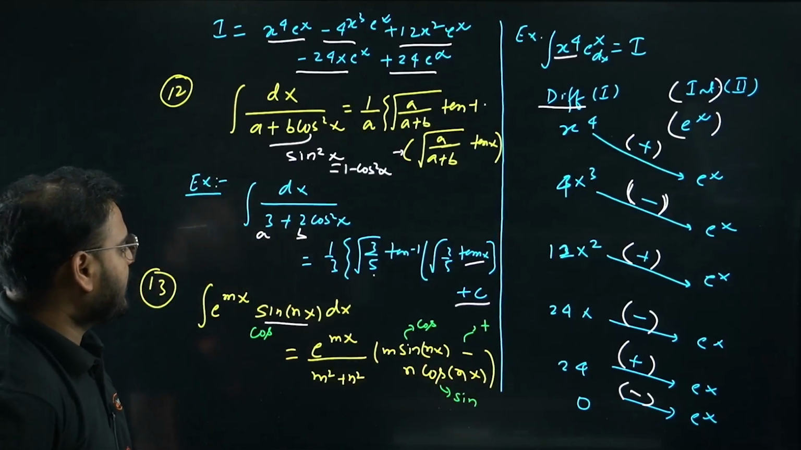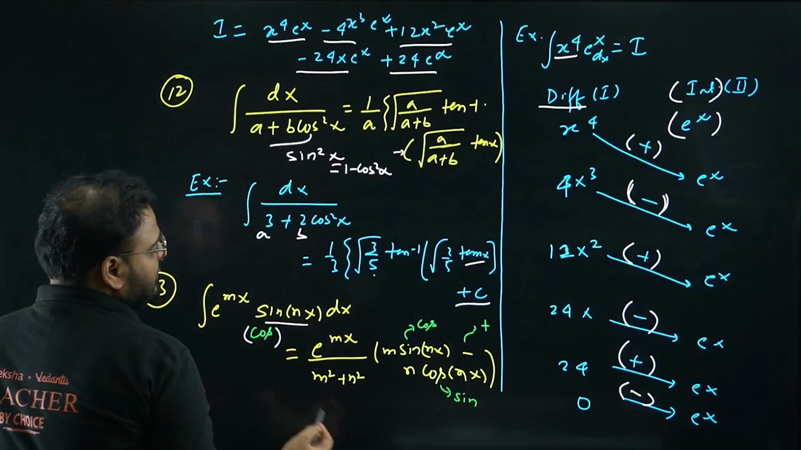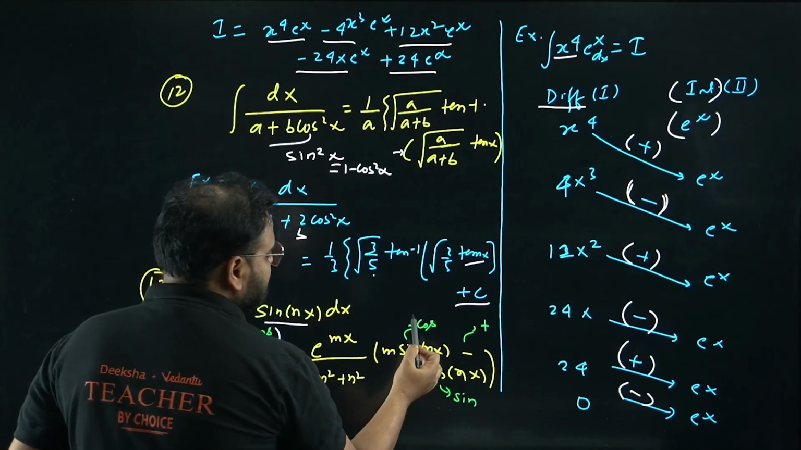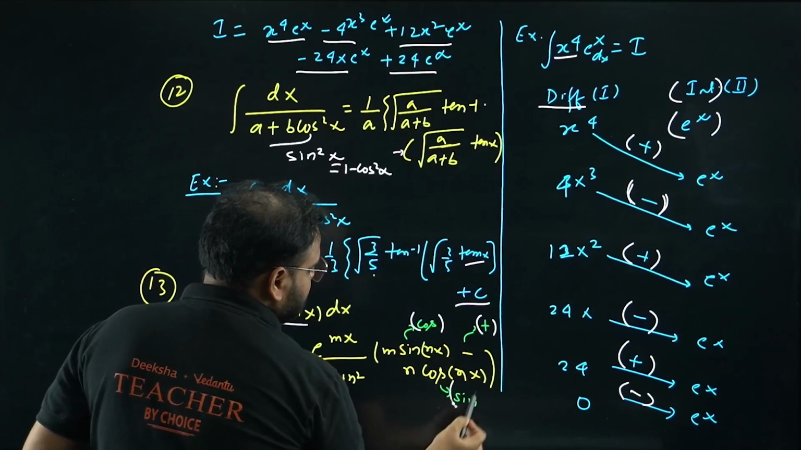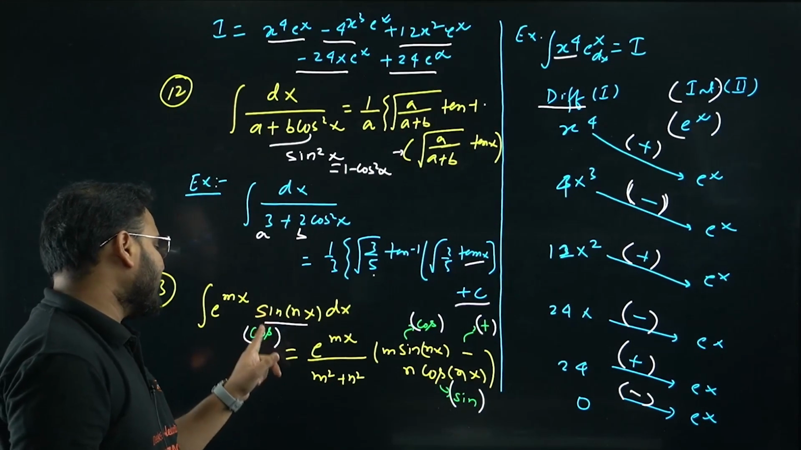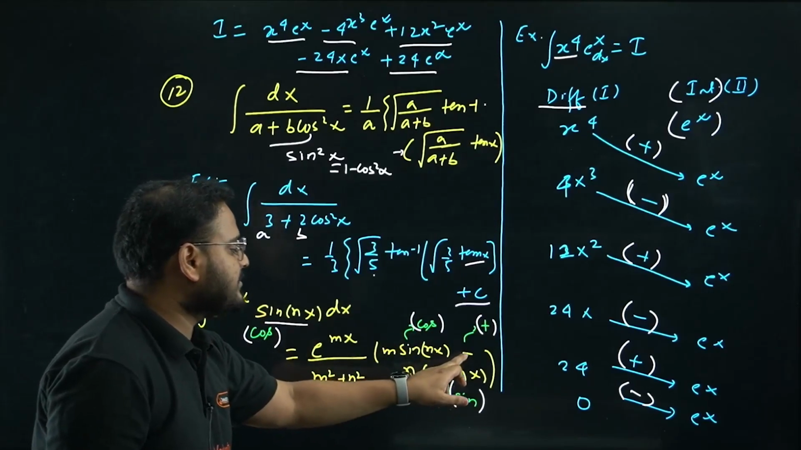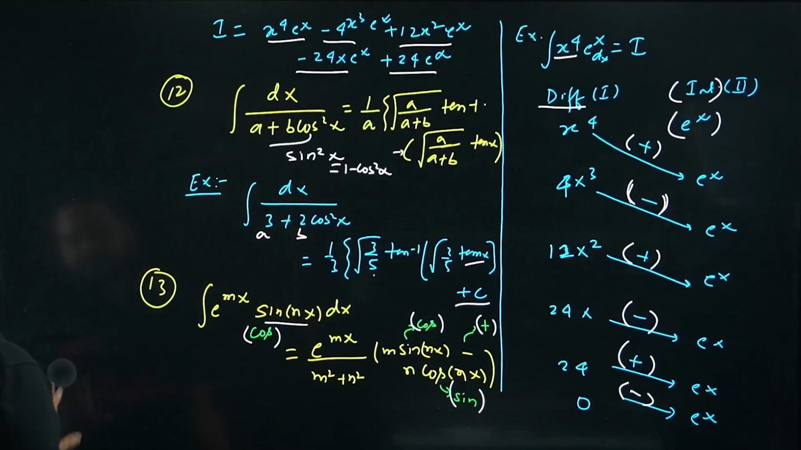Now if you have cos instead of sine, what will happen? Nothing will change. The sine will become cos, the minus will become plus, and the cos will become sine. I have written the changes with the help of green color. Please check. If this sine is cos, this will become cos, this minus will become plus, cos will become sine. Rest all will remain the same.